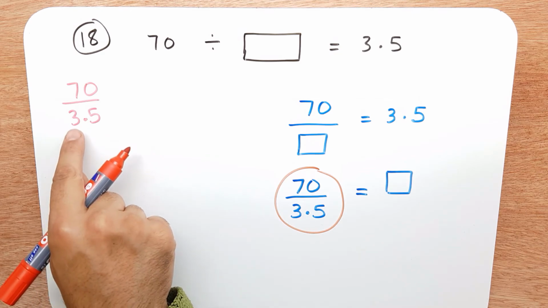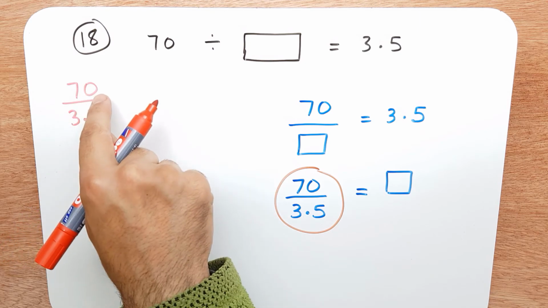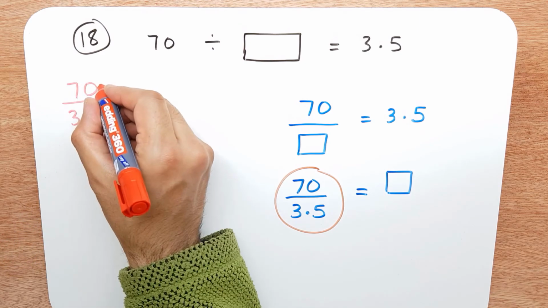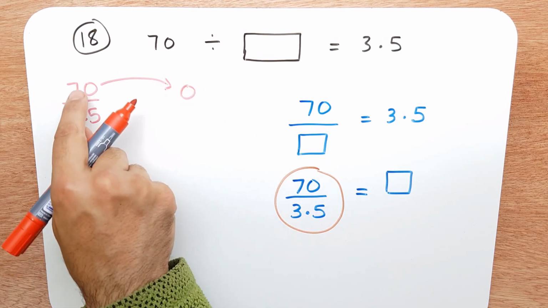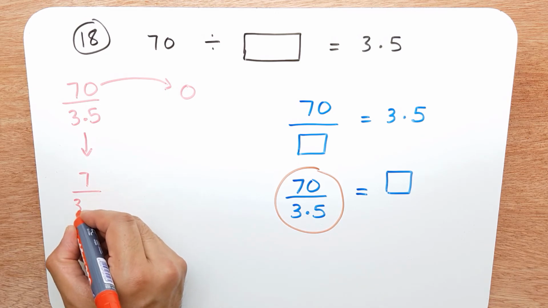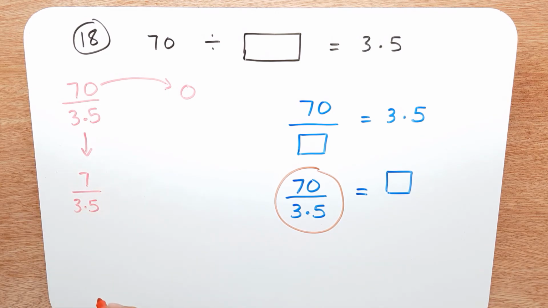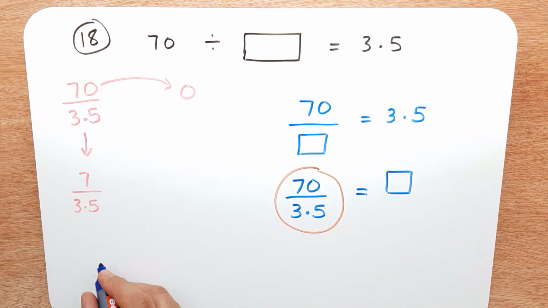Now I've noticed that 3.5 is half of 7. So if I hide the 0, so I'm going to remove the 0. So my calculation now is 7 shared by 3.5. And I know 3.5 add 3.5 is 7. So let me check that. 3.5 add 3.5. I'll bring the decimal point down here.